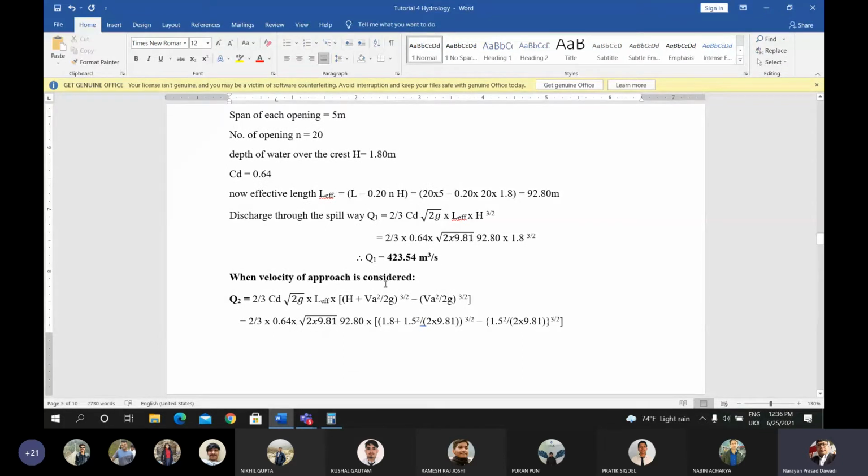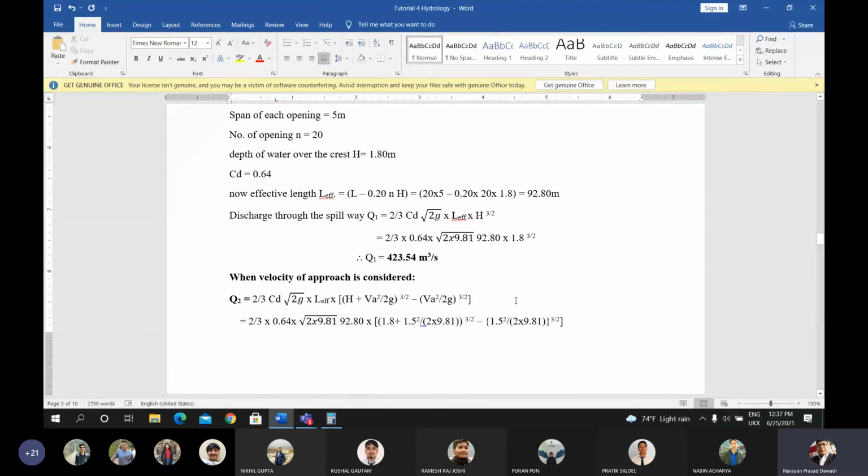For the velocity of approach, instead of the S value, you have to take S plus V square by 2g. The velocity head also should be considered in this equation, and V square by 2g to the power 3/2 is again deducted. Without considering the velocity head, you will get this equation.